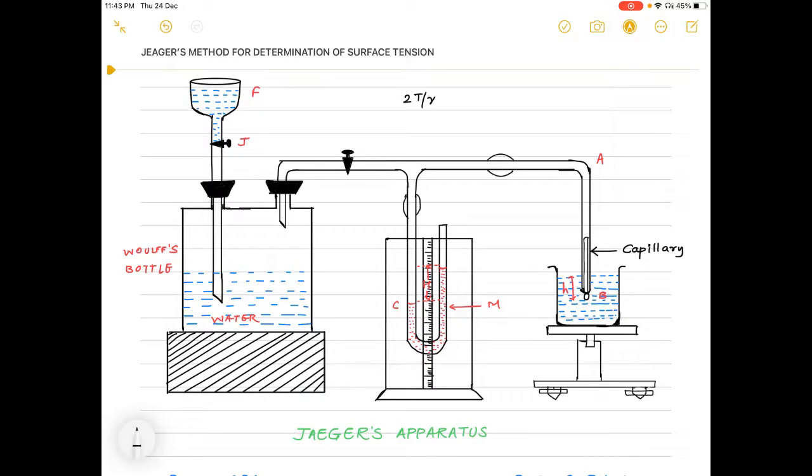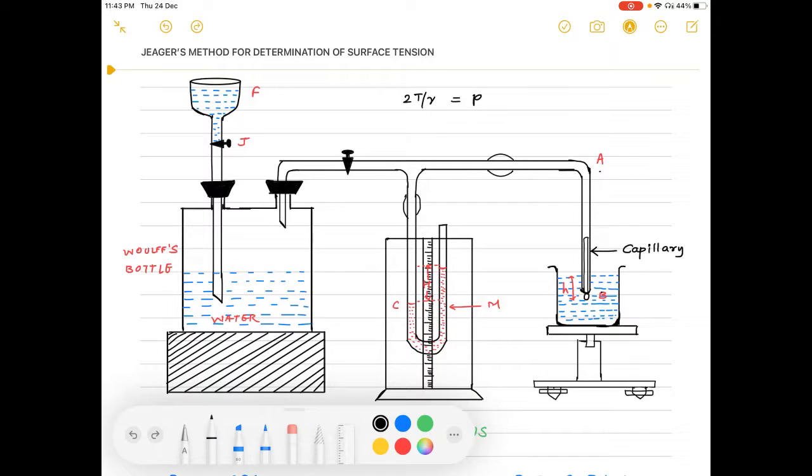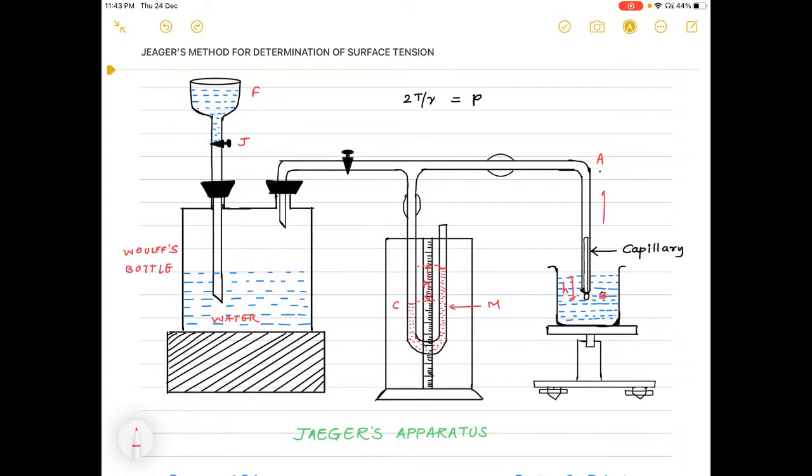Now this excess pressure is measured by using Jaeger's method, which produces an air bubble. Also, knowing P and r, the surface tension of the liquid can be determined. If we know the excess pressure and the radius r, we can find out the surface tension. In this method, the apparatus consists of a long thin glass tube AB, which you can see on the right hand side of the diagram.